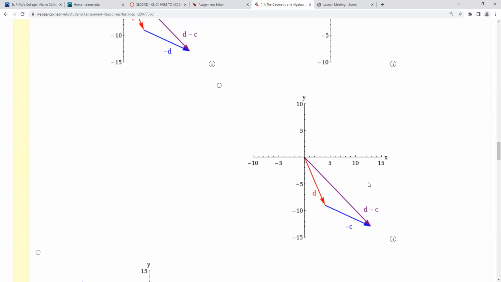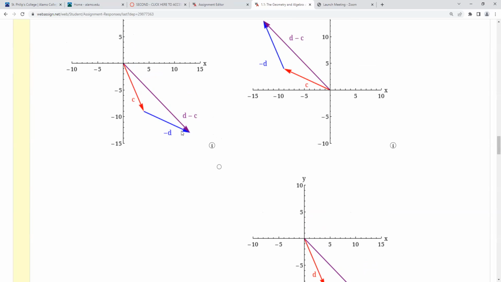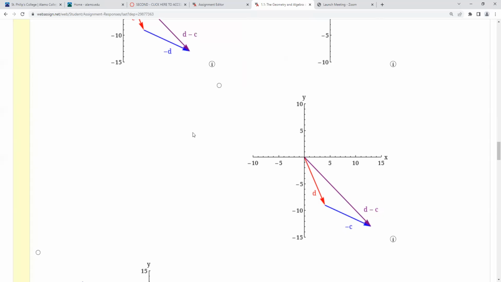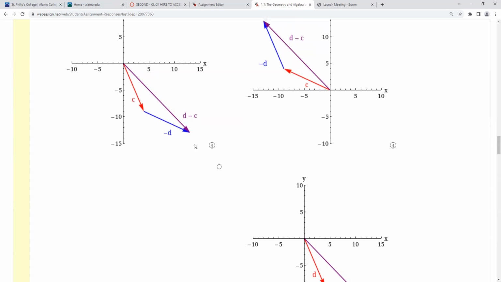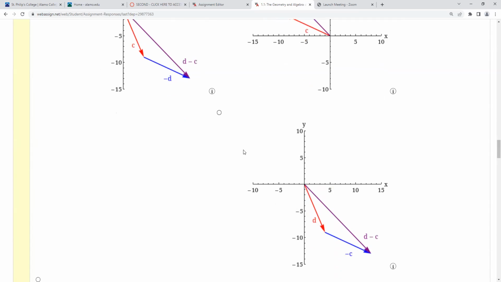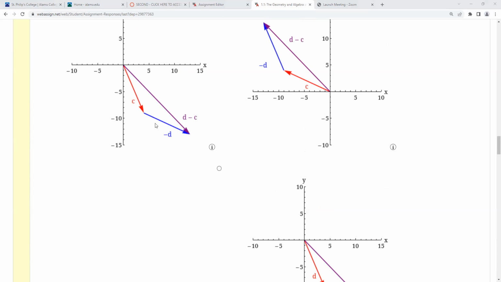This is 13, 10, 11, 12, 13. And this is 10, 11, 12, 13. So what about this one? Oh, because this is C and -D. Which option are you going to choose? This one or this one? Why are you going to choose C?